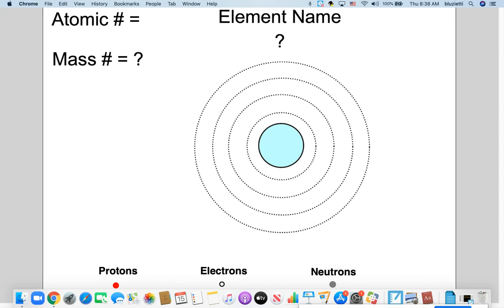Hi, kids. This tutorial is going to be a crash course in Bohr models one more time. I'm going to post it on Classroom so that you have it available, and for those of you who need to review it, you can.